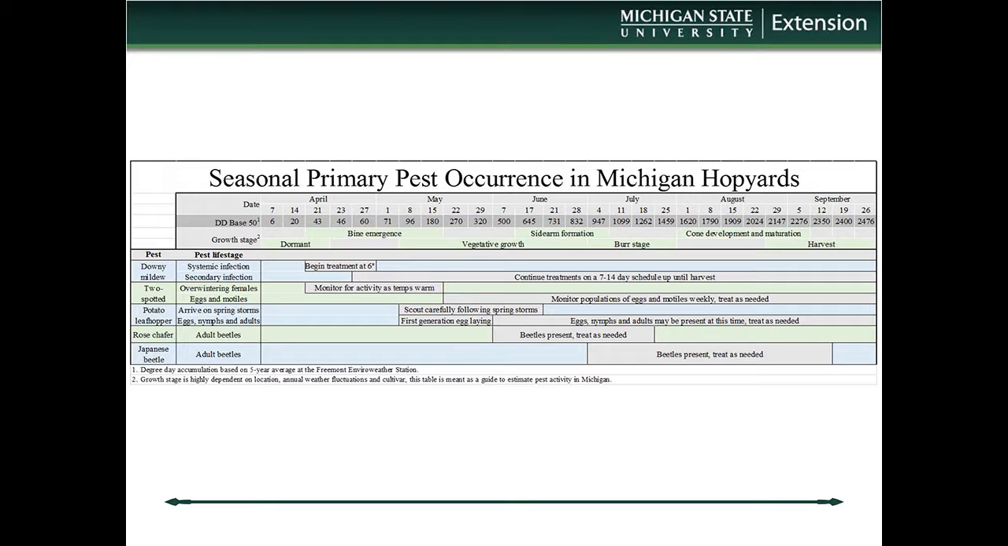Rose chafer, we see those emerge in June. Japanese beetle are a little later in July, and they both have about 6 weeks of peak activity.